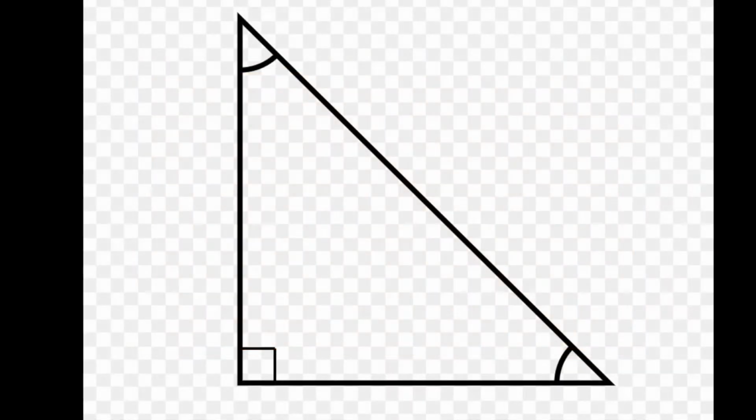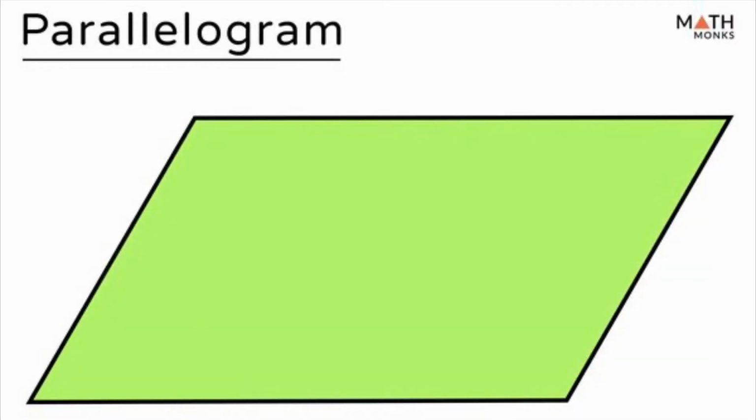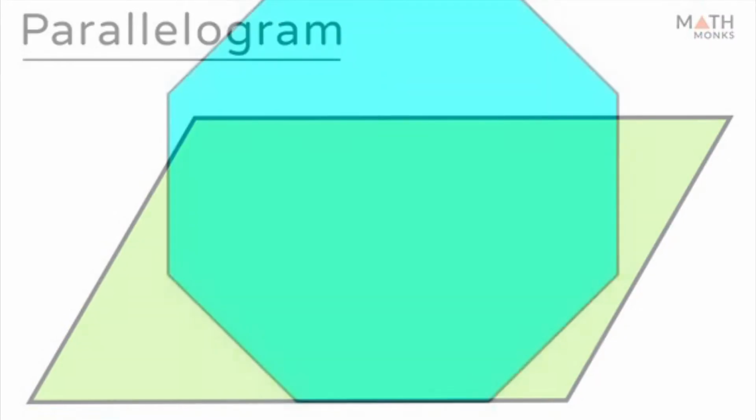For today's activity, you're going to need to know some shapes. You have to know square, rectangle, right isosceles triangle, parallelogram, and octagon.